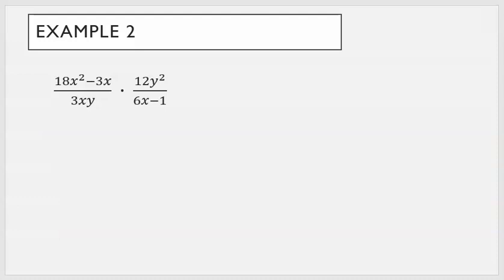Now we'll actually do a multiplying rational expressions question. So a lot of the steps look the same, it's just I'm doing them twice and having to multiply straight across on the fractions. First step though, we want to factor everything we can.